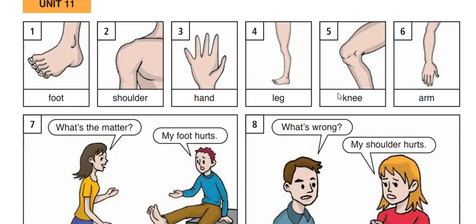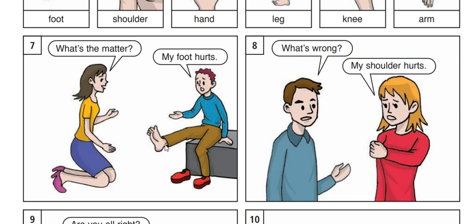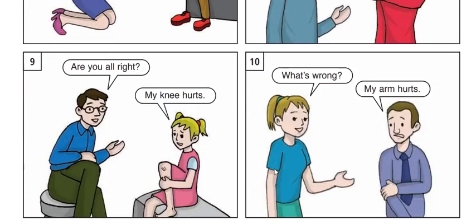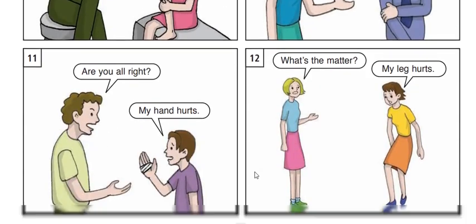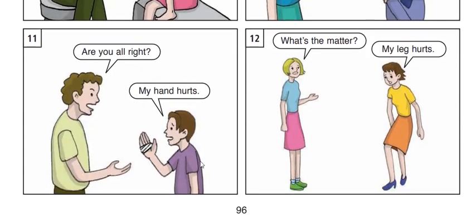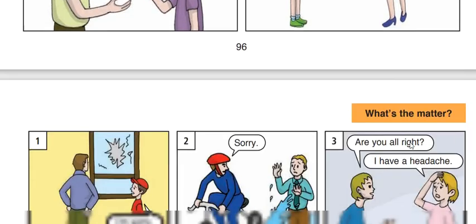Picture 1, 2, 3, 4, 5, 6. Now repeat and read picture 7. Now repeat and read picture 8. Now repeat and read picture 9. Now repeat and read picture 10. Now repeat and read picture 11. Now repeat and read picture 12. I hope you repeat all the things very well. Let's move to the next page.